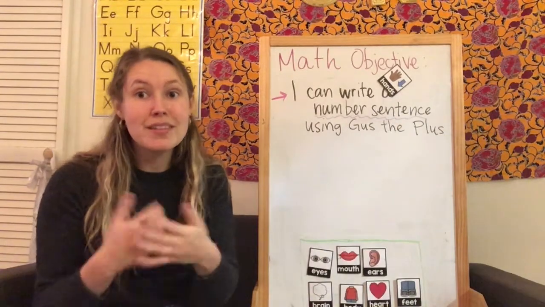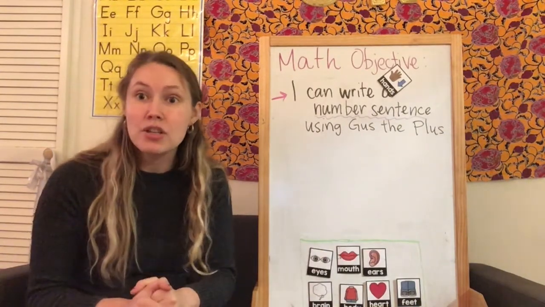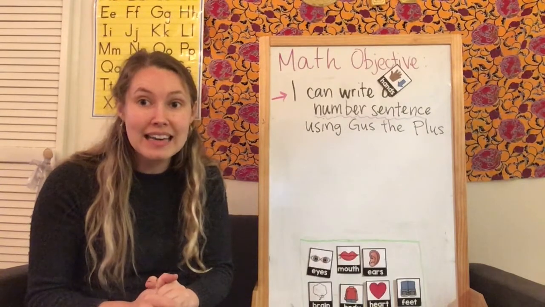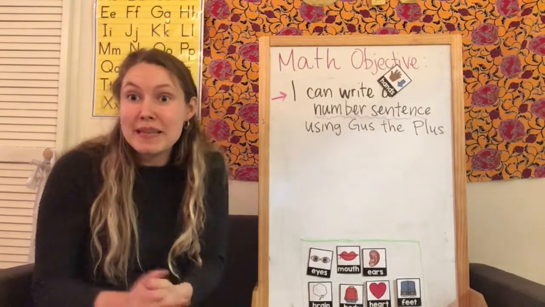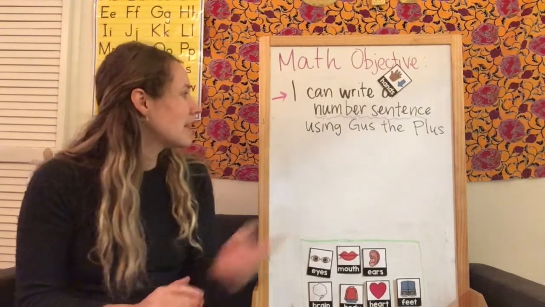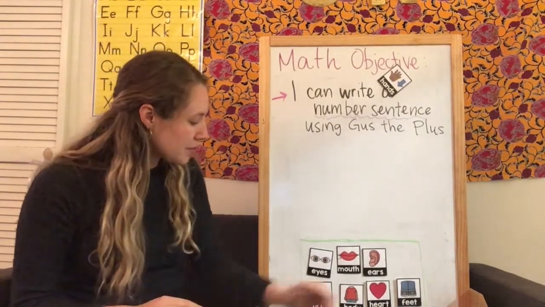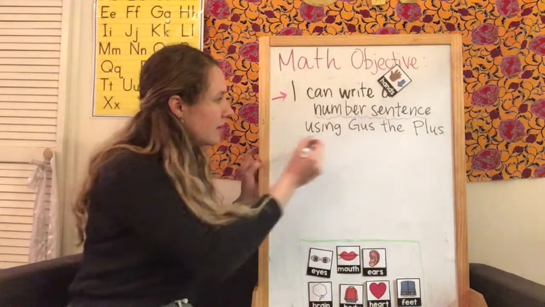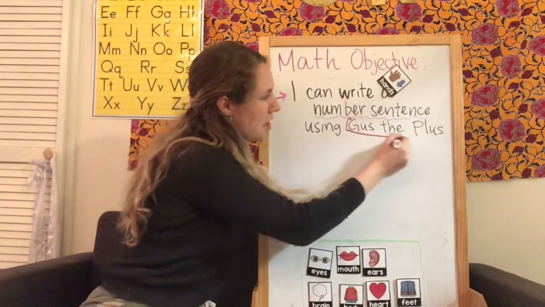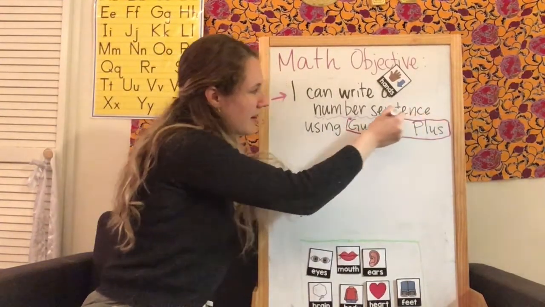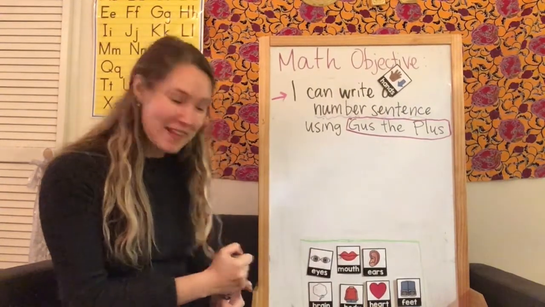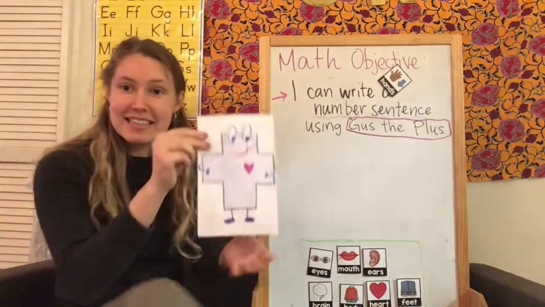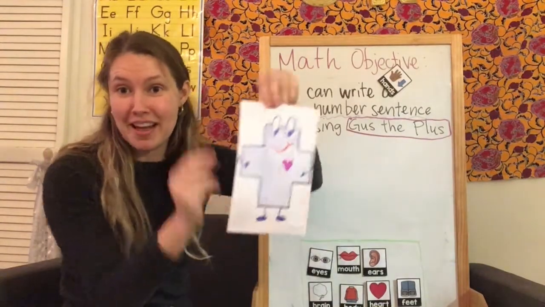In math, we use numbers to give us information. So that means that we're going to be looking at a sentence using numbers. Ooh, and it's going to be telling us something. Now we're going to be writing these number sentences with someone named Gus the Plus. Who is that? Who is Gus the Plus? Let's meet him. I have him right here. This is my friend Gus the Plus.